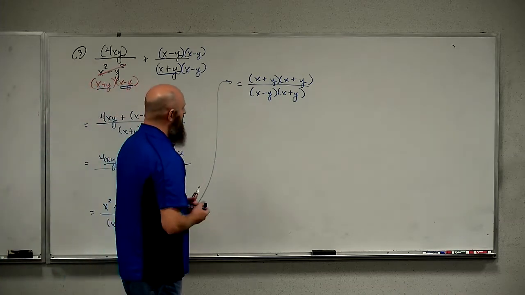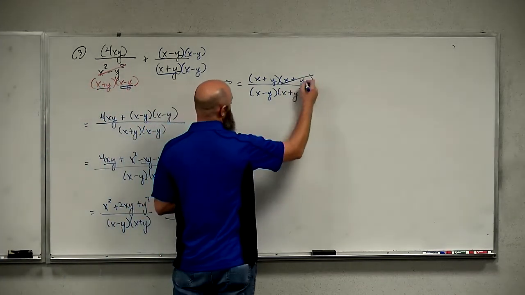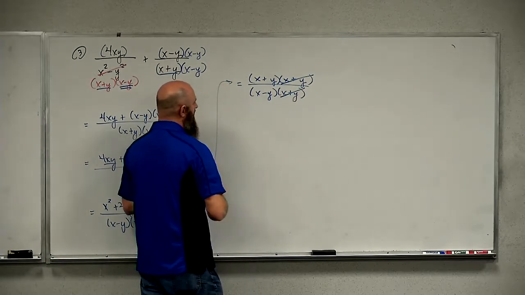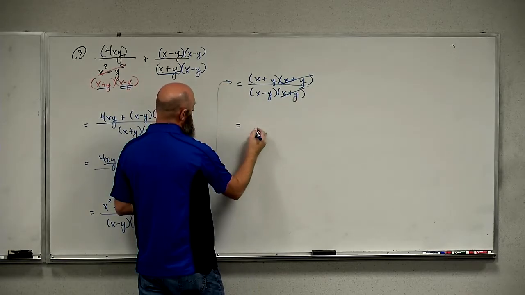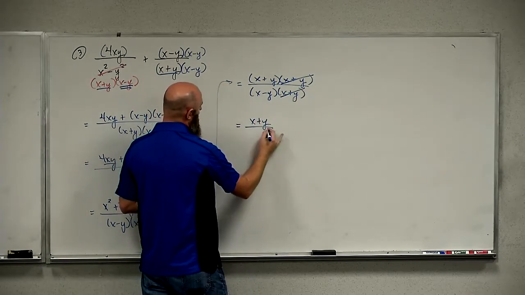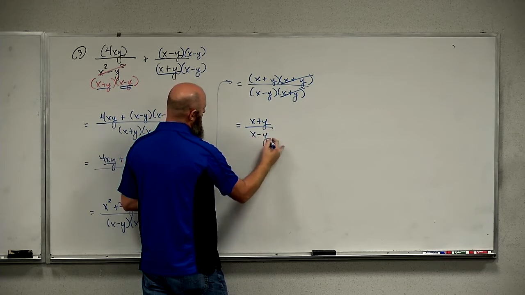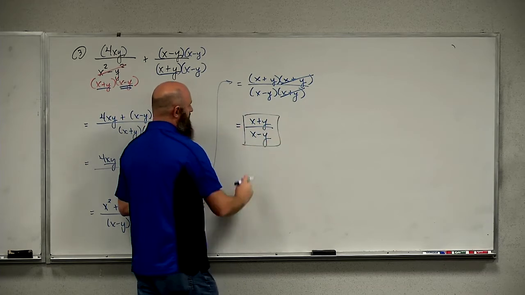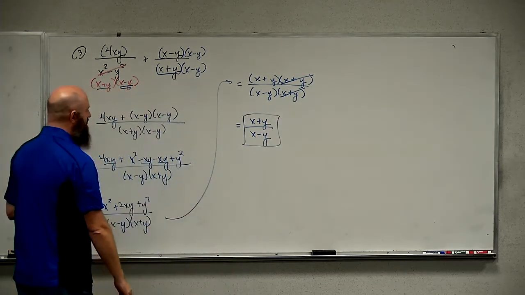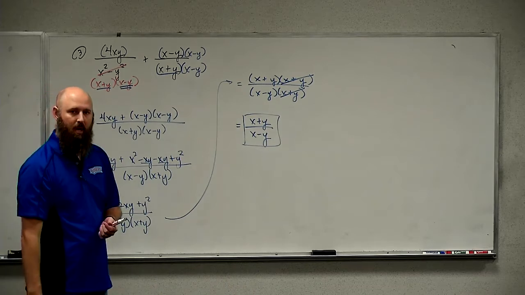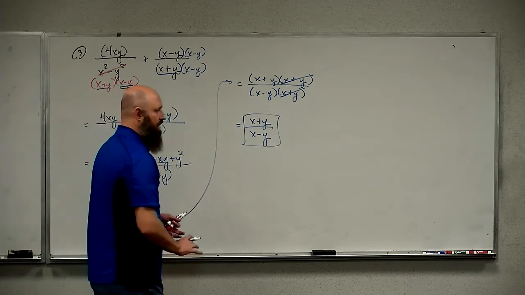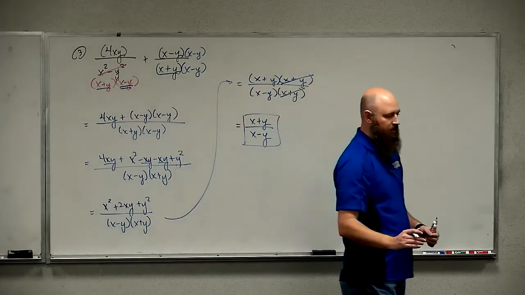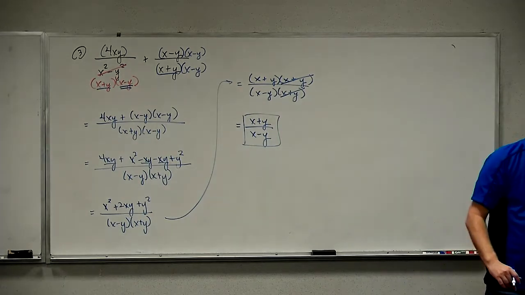Now, since we factored it correctly, we can see there's an x plus y and an x plus y on top and bottom. So they reduce. And so we end up with a final answer of x plus y over x minus y. Okay? So those are things that we want to look for on all of these problems.